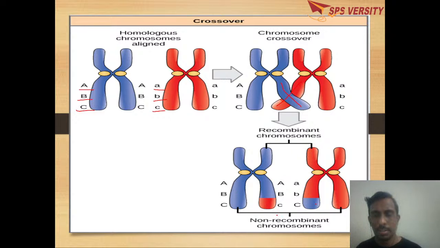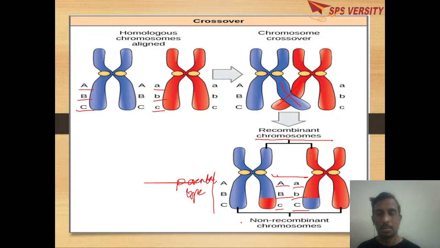So what is the combination we got? Capital A, capital B, small c. Small a, small b, capital C. What is the original parental combination? A, B, C and small a, small b, small c. But here what we got is capital A, capital B, small c, and small a, small b, capital C. That means the first two are non-recombinant. Non-recombinant means parental type, whereas these two are recombinant type.